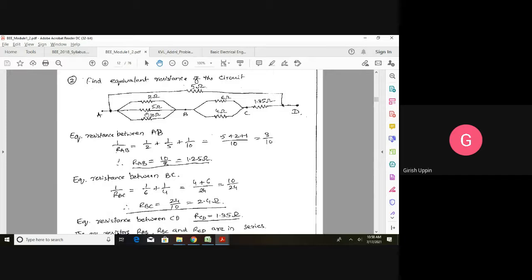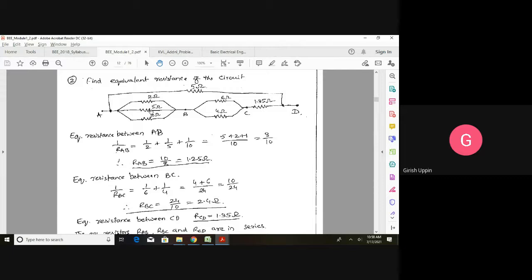What you can do is, this is the parallel combination. Reduce this one first. So the equivalent resistance of this, let us say this as RAB: 1 by RAB is equal to 1 by 2 plus 1 by 5 plus 1 by 10, and you can find the RAB. This is also a parallel combination. This 1 upon RBC is equal to 1 upon 6 plus 1 upon 4. Calculate the resistance. You got one equivalent resistance here, one equivalent resistance.